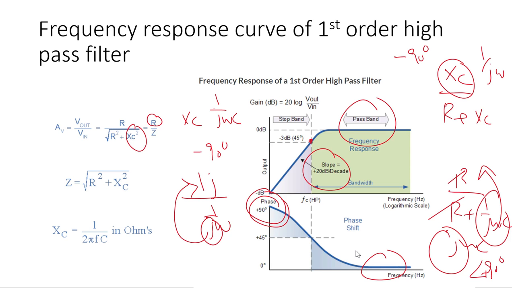So again, C always causes a 90 degree phase shift, but depending upon the voltage divider circuitry, that is, where we are taking the voltage, it can be from minus 90 to 0, from 0 to minus 90, or from 90 to 0. So this is what happens for capacitors and inductors.